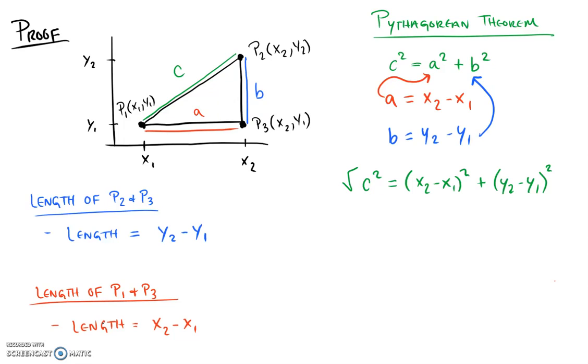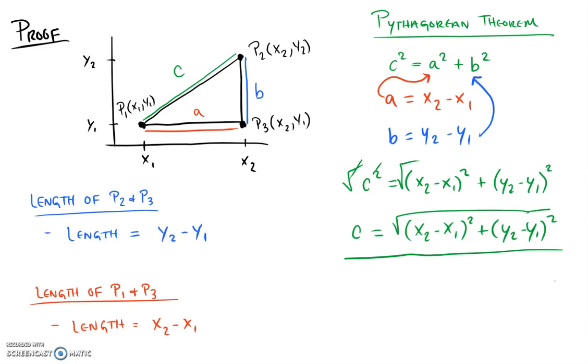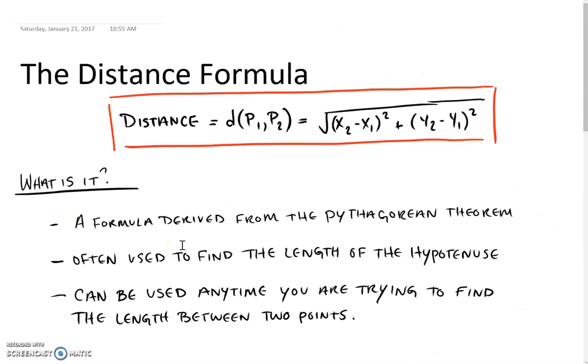and that would simply be to take the square root of both sides, which would give us c is equal to the square root of (x2 minus x1) squared plus (y2 minus y1) squared. As you can see from what we've arrived at here, it's exactly the same as the distance formula. If we scroll back up, it's the square root of (x2 minus x1) squared plus (y2 minus y1) squared.